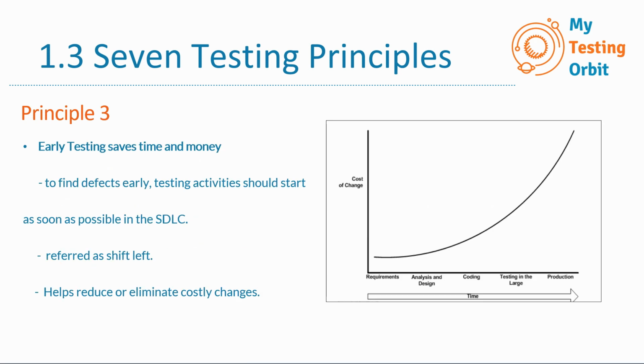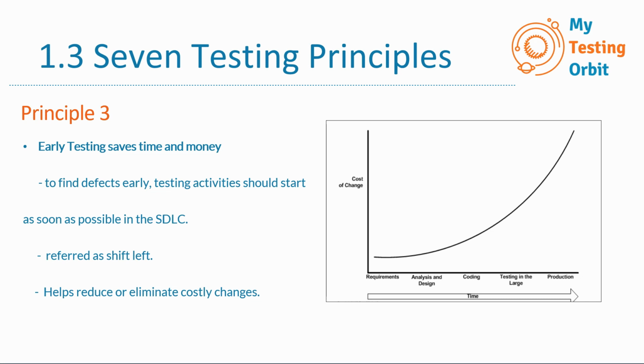Principle number 3, early testing saves time and money. Okay, we should start testing as soon as possible. Whether it's dynamic testing or static testing, testers should be involved in the life cycle as early as possible. So to find defects early, testing activities should start as soon as possible in the SDLC, referred to as shift left. Okay, so as we are talking about early testing, we are shifting to the left of the activities. So early testing is sometimes called shift left as well. It helps reduce or eliminate costly changes.